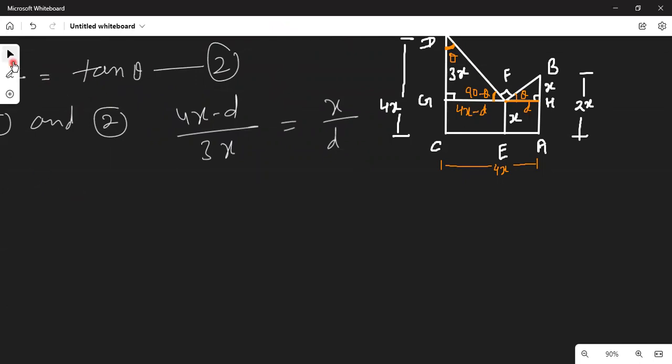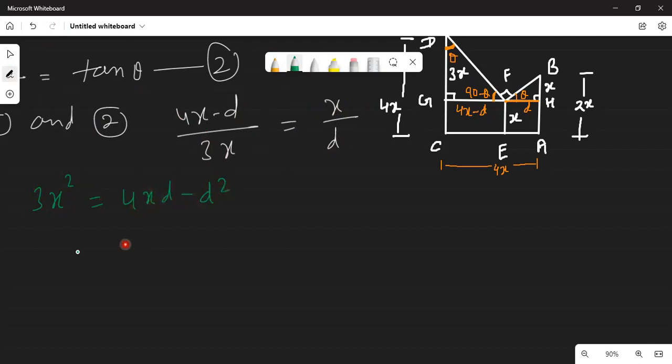We get 3x into x, let's write x squared on the left hand side. So we get 3x squared is equal to d into 4x minus d. So that is 4xd minus d squared. Or we get 3x squared minus 4xd plus d squared is equal to 0. Now this is a quadratic in x or quadratic in d.